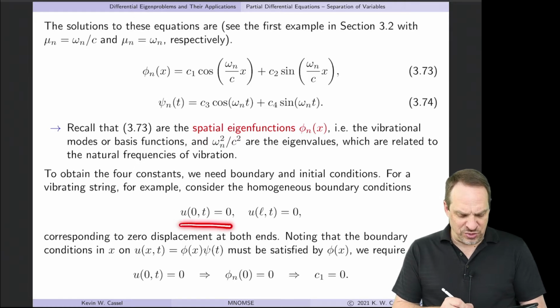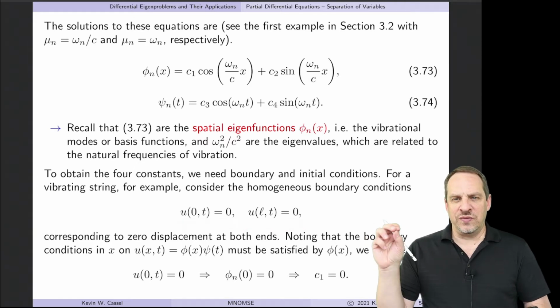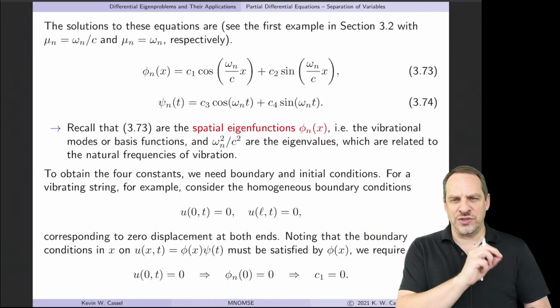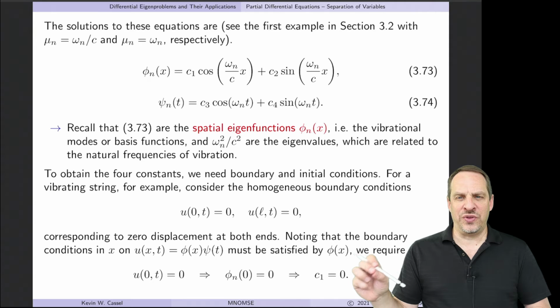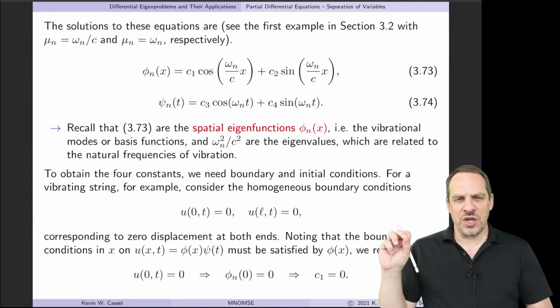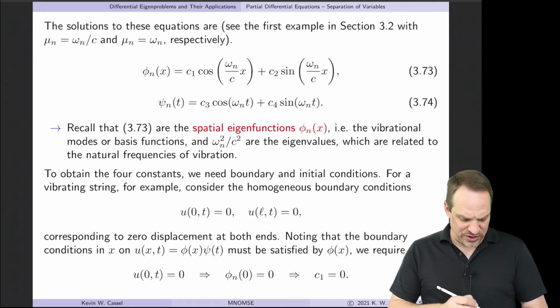Let's say that they're both homogeneous. So the value of u, the displacement of u, is 0 at x is equal to 0 and 0 at x is equal to L. So both ends are fixed. The displacement is 0 at both ends, so they're homogeneous. And remember, the boundary conditions are on u. We need them for phi.